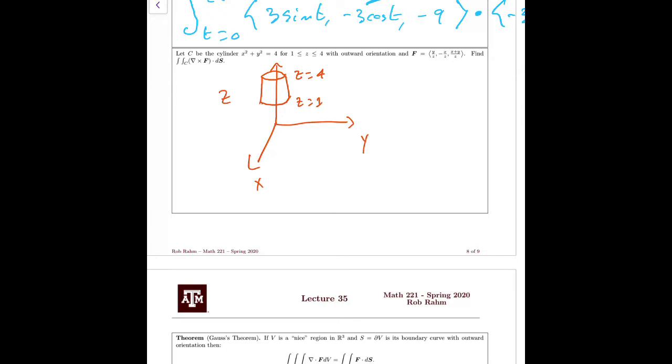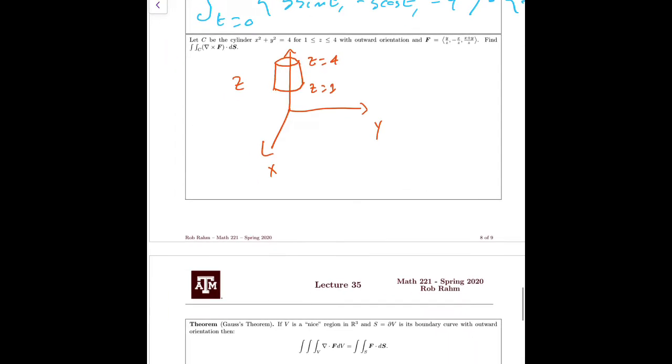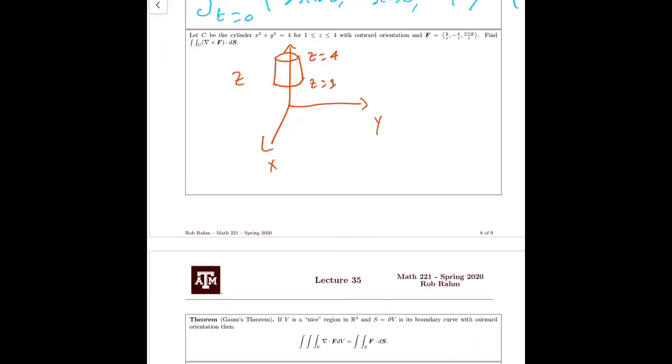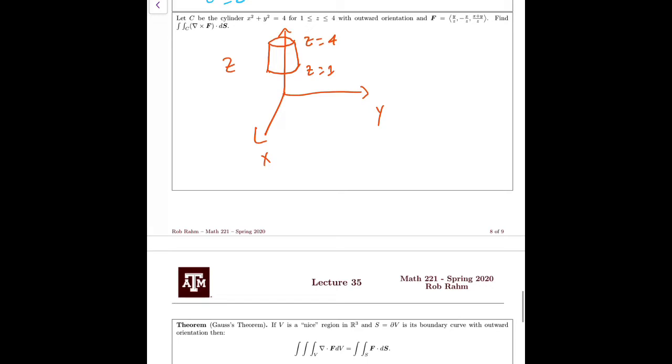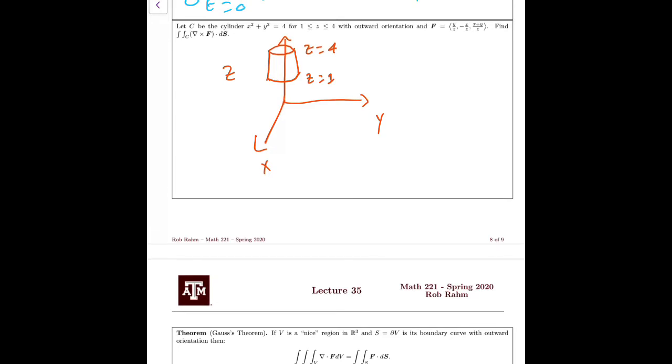So there's a couple of things. We have to figure out what the boundary curve is, and then we have to figure out what the orientation is. So there's two boundary curves. There's this top boundary curve, which is the circle of radius 2 in the z equals 4 plane, and there's the bottom boundary curve that is the circle of radius 2 in the z equals 1 plane. Okay, so how can we figure out whether to put the counterclockwise or clockwise orientation on these curves?